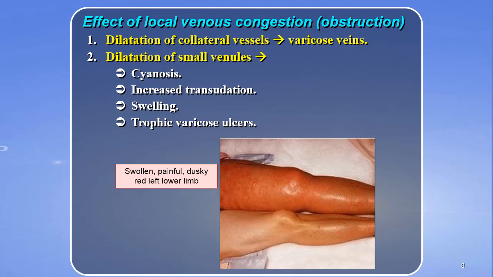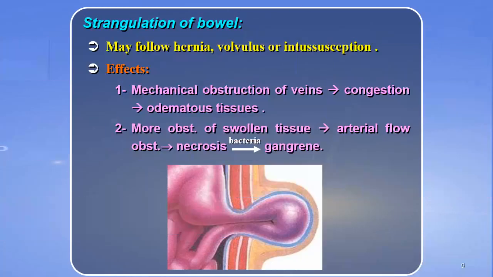It may be due to dilatation of the collateral vessels, which leads to the varicose veins, and dilatation of small venules, which leads to cyanosis, increased transudation with edema and swollen left lower limb, and later trophic varicose ulcers could occur.